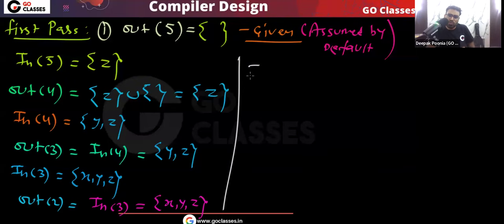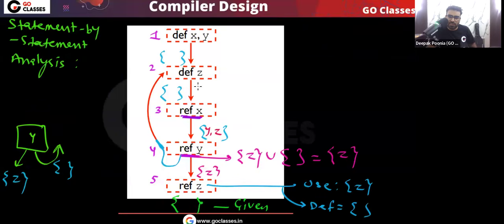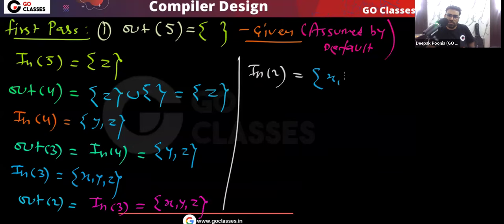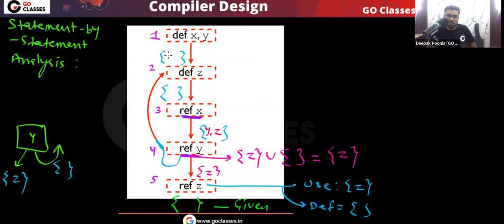Now we have out of 2, so what will be in of 2? First we will kill, then we will generate. You can see in this statement 2, we are only killing. We will kill Z and we are not generating anything. So in of 2 will be simply xy. Is this clear? So we got xy here, and for in of 3 we got xyz. Very simple.